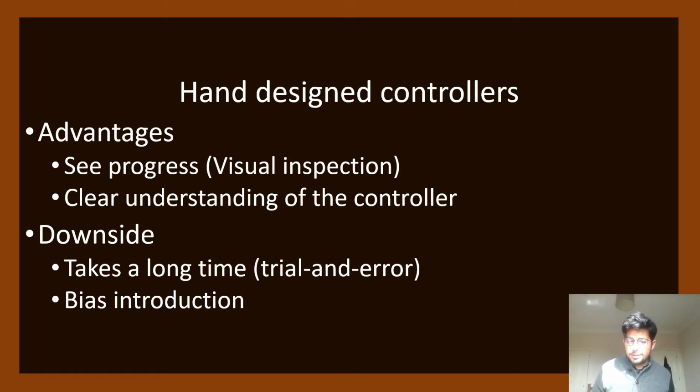And the second downside is bias introduction. We humans, even if we don't want it, have some bias in all decisions. So we might introduce this bias in our robots, and this bias could be bad. Whereas if a machine designs this controller, the machine will not have any bias.